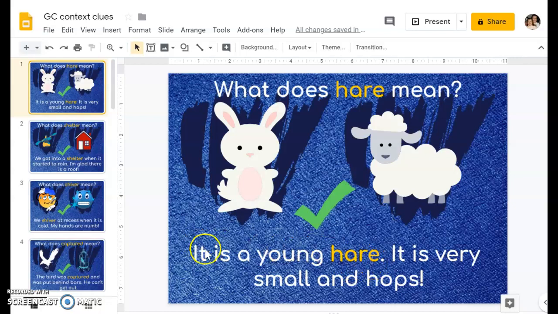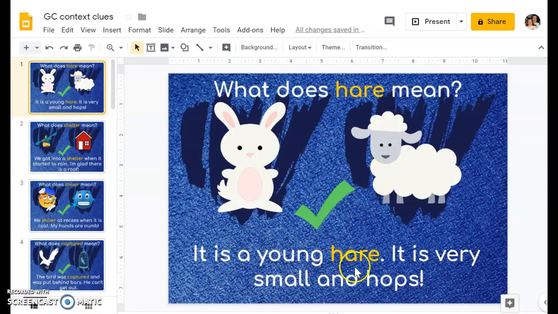And I'm going to read this sentence and use the context clues or the words surrounding the vocabulary word to see what this word means. So if I read this, it says, it is a young hare, it is very small, and hops. Now I'm going to look at my two choices up here. I probably don't know what hare means, but by using the other clues in the sentence, I can infer or decide which one this would be.